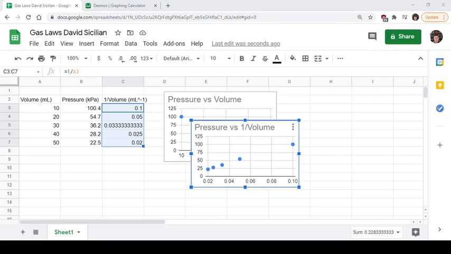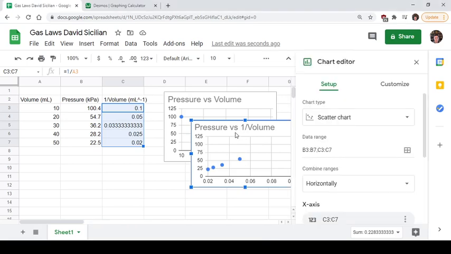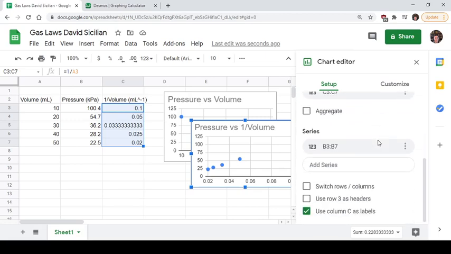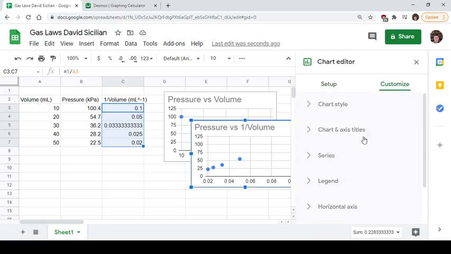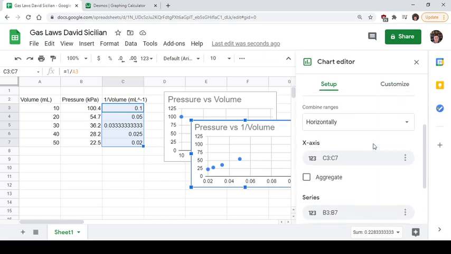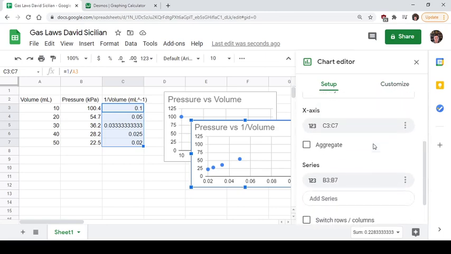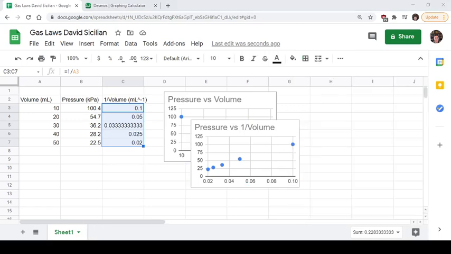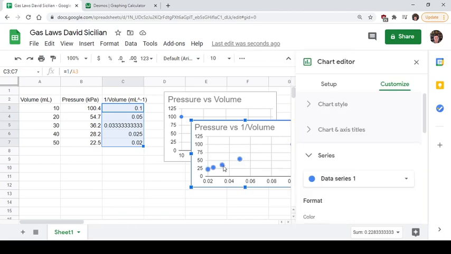Okay, so in order to get our linear best fit here, what you can do is just double click on your plot again, and go to Customize, and oh wait, I'm sorry, go to Setup, and hang on a second. Okay, I'm sorry, what you actually want to do is not double click on the chart, but double click on the data. So double click on one of the data points, and this should pop up.